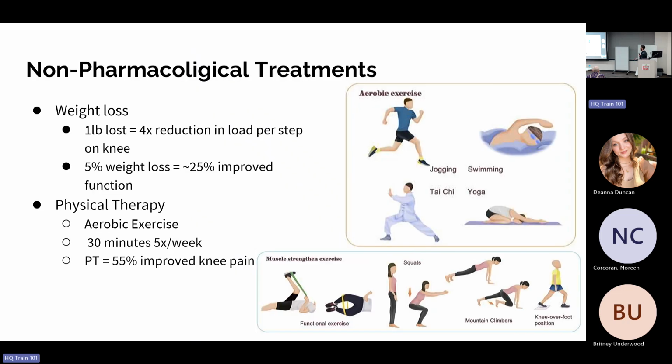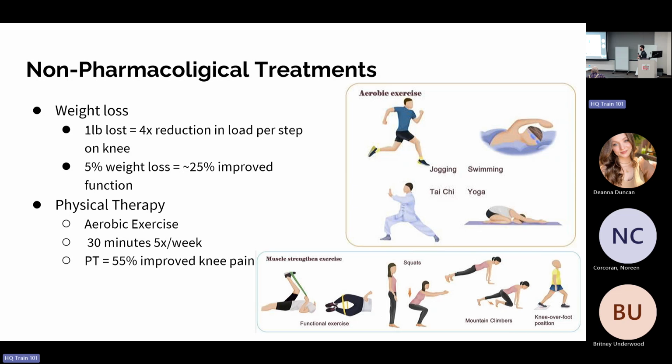So without going into too much detail based on our last talk, we have non-pharmacological treatments. Weight loss: when we break that down into more concrete steps, what that means is if you lose, for instance, 1 pound, that equals a 4-pound reduction in load per step on the knee. Losing 5% of your weight results in 25% improved function of that affected joint.